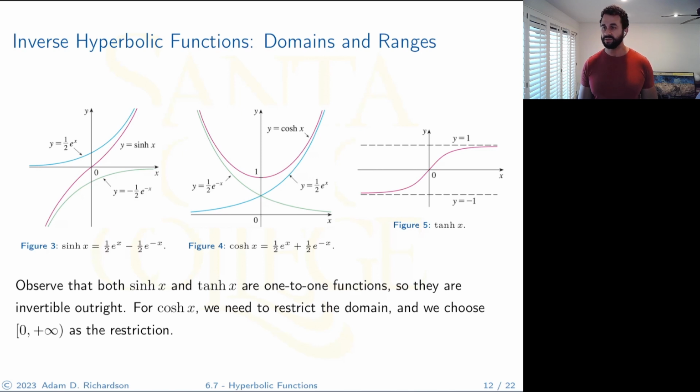The one that we have to restrict the domain on is cosh. So here you can see that cosh does not pass the horizontal line test. So it's not invertible outright. The only way to make it invertible is to restrict the domain. And just by looking at the picture, you can probably make a pretty good guess about what we're going to restrict the domain to be.